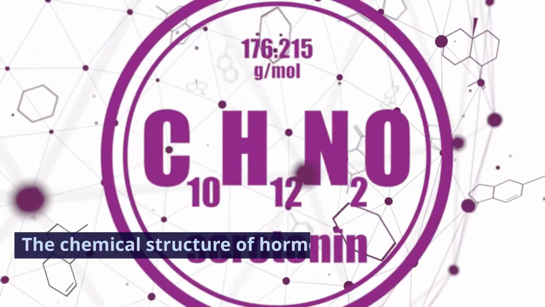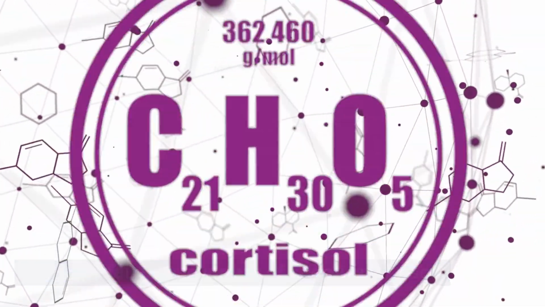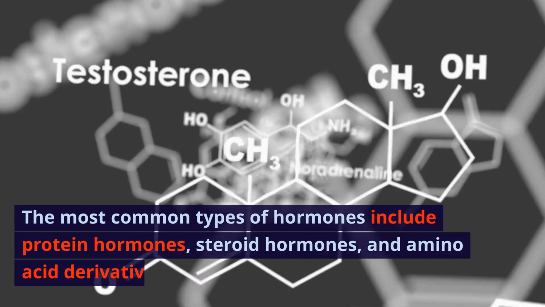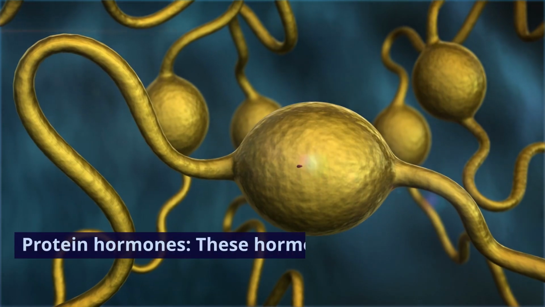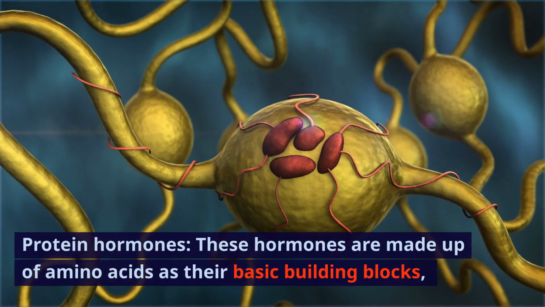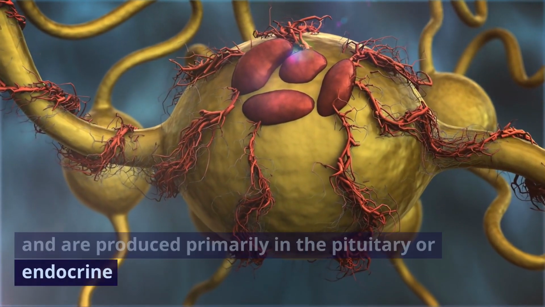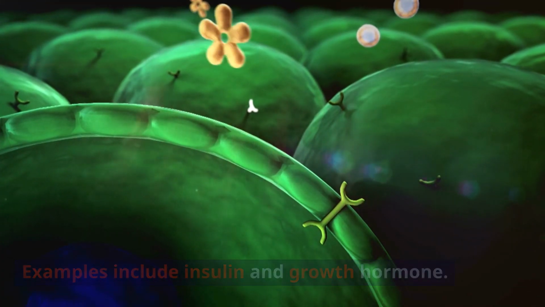The chemical structure of hormones is diverse, and they fall into a variety of chemical classes. The most common types of hormones include protein hormones, steroid hormones, and amino acid derivative hormones. Protein hormones: these hormones are made up of amino acids as their basic building blocks, and are produced primarily in the pituitary or endocrine glands. Examples include insulin and growth hormone.